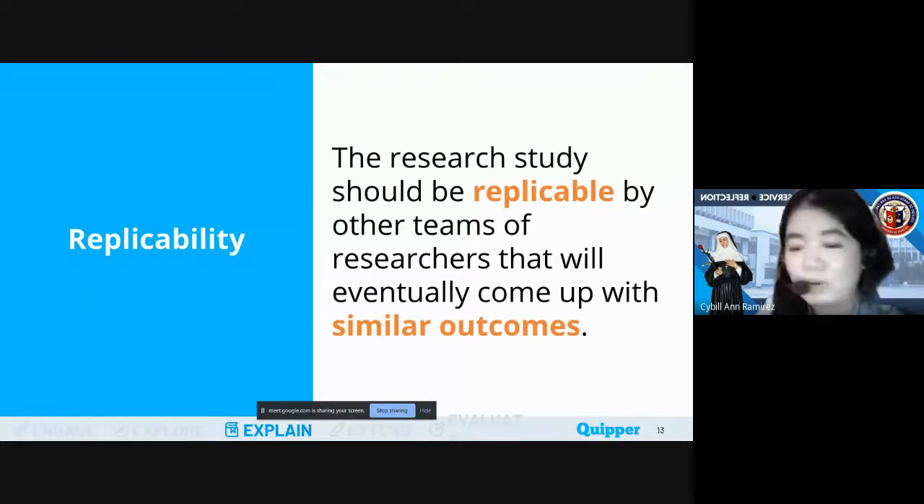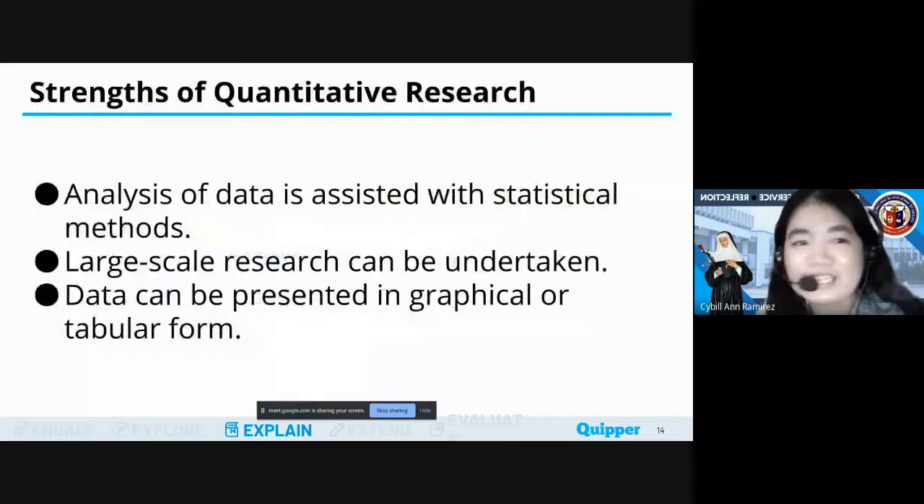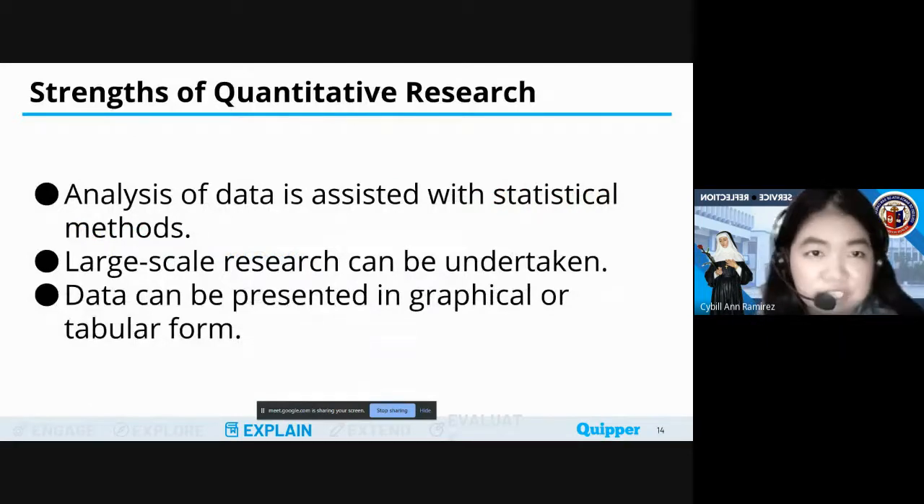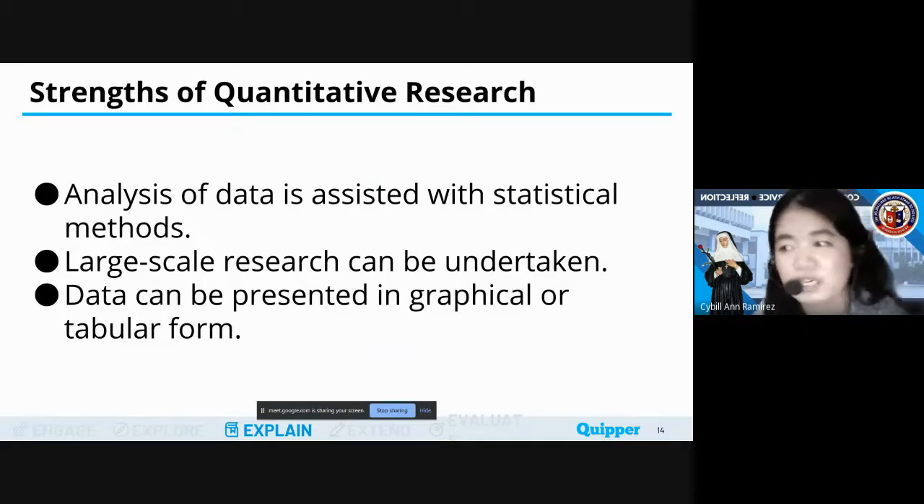So, that's quite lengthy, no? You will just continue next meeting on the strengths of quantitative research and its weaknesses. There are actually a lot, but this is just narrowed down to 3.